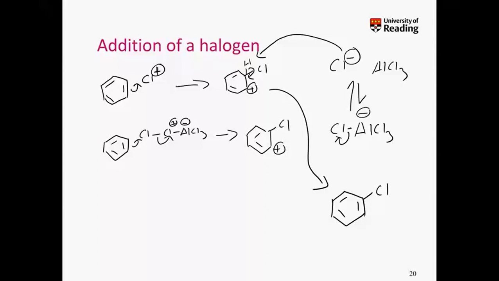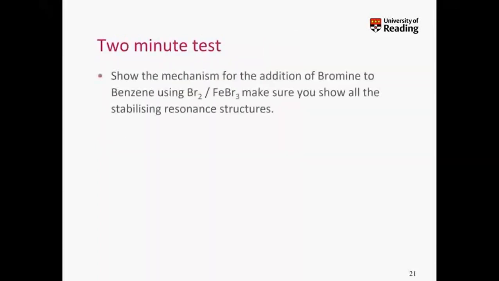Okay, so that's a little bit to digest. So what I would like you guys to do is digest that and have a go yourself. I'd like you to show addition of bromine to benzene. This time you're going to use Br2, so bromine, and you're also going to have FeBr3. FeBr3 is a Lewis acid, so it's going to take the place of your AlCl3. So have a go at that. And this time, I want you to draw the resonance structures. I want you to think about that and show that you know how to do it. Okay?